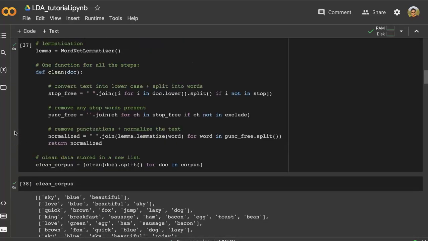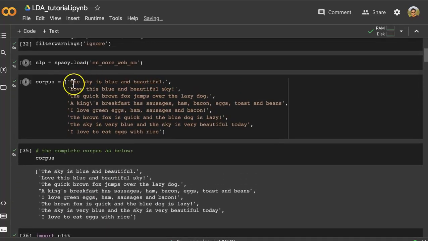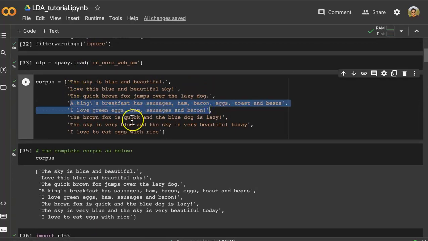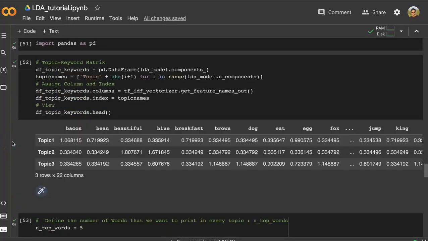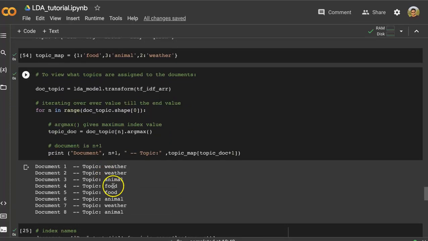Go back to our actual example. 1, 2, 3, 4, 5. So these are documents 4 and 5, and you can see they are related to food: breakfast, sausage, bacon, and I love green eggs and all this. So these two are from the food category, so it is predicting correctly.